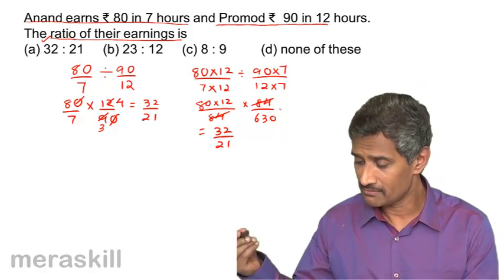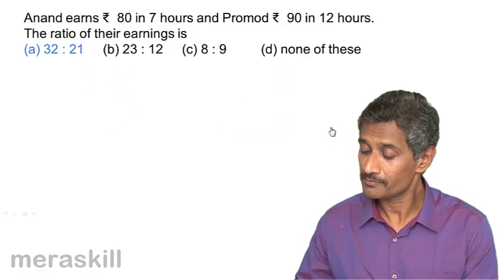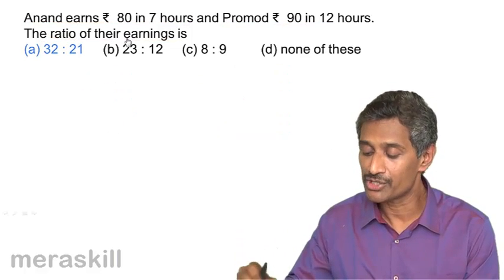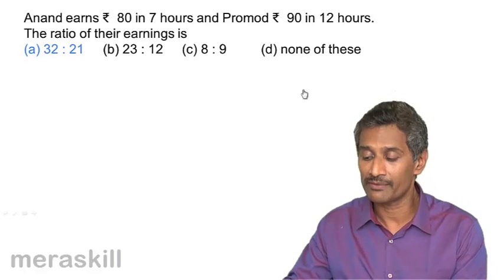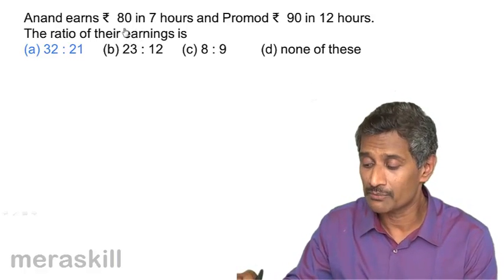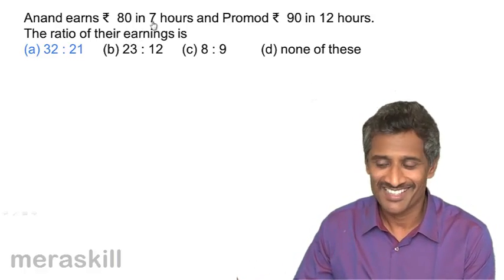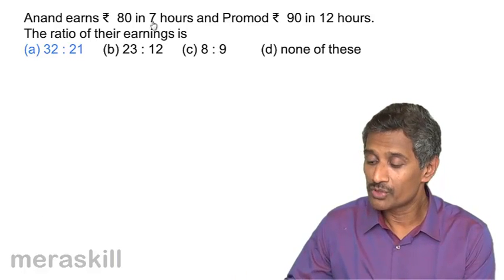And are we right? Let's check it. Yes, we do have the ratio of the earnings. That's 32 is to 21. Remember, the inbuilt assumption is their earning capacity. Let's move over to the next problem.